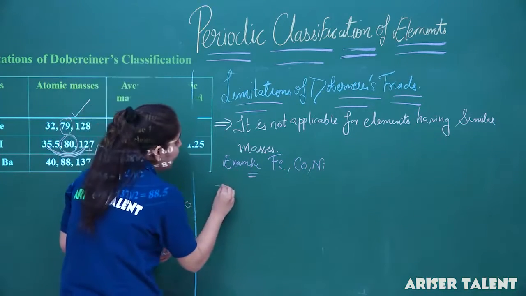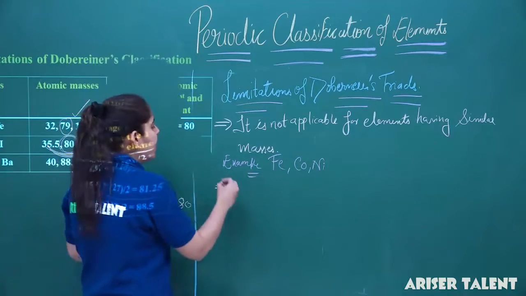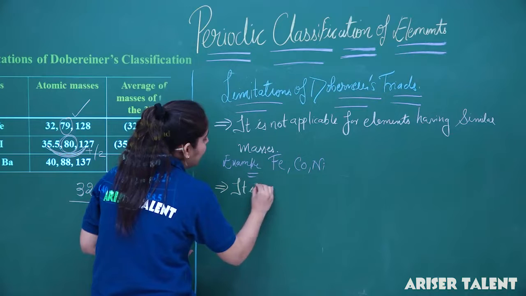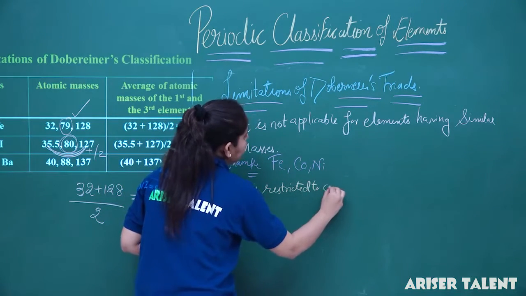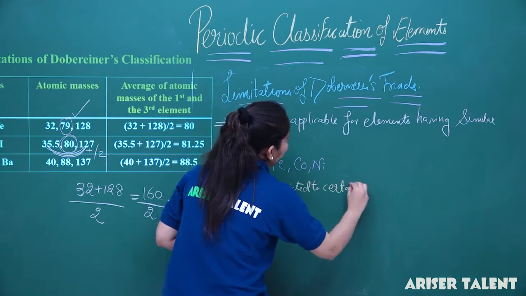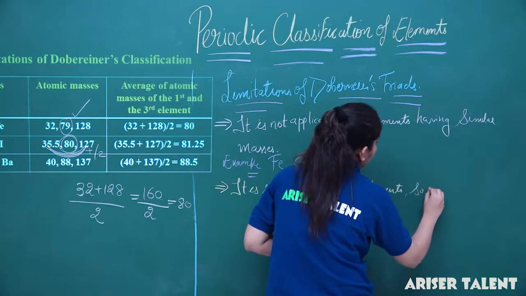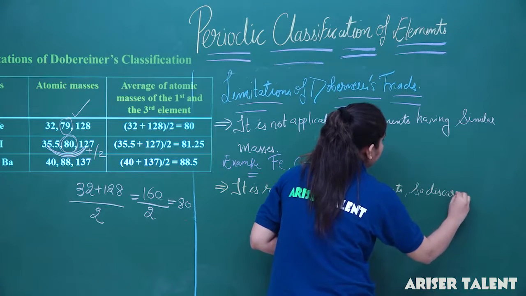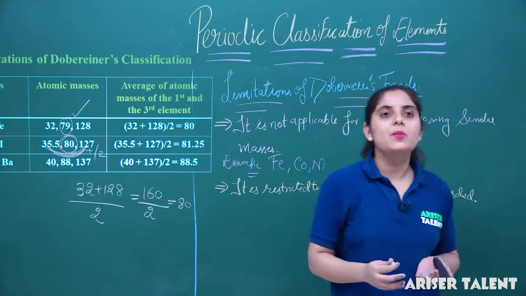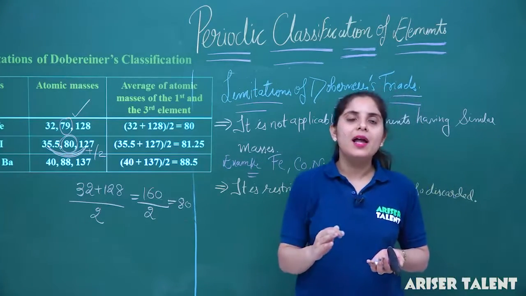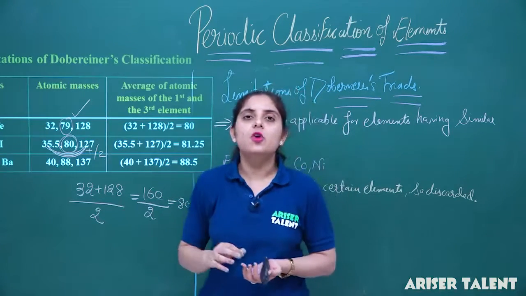Now, the second main drawback of this method is that it is restricted to certain elements. So this method has been discarded. It means this method did not gain much importance because after attempting a few triads, this method is not applicable. So, after calcium, this method is not acceptable.